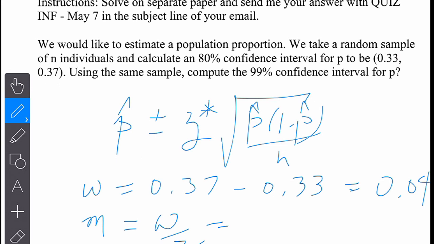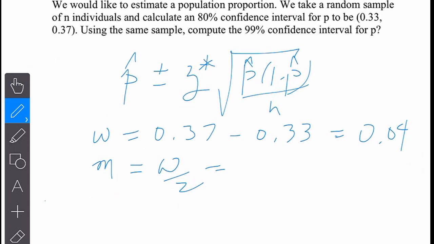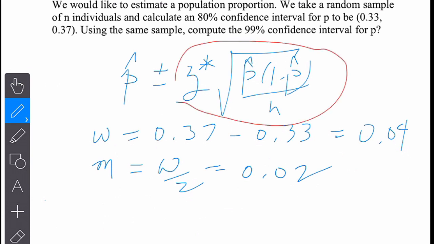So, anybody get this? Anybody do it this way? So this is 0.02. And so that means that this thing, being the margin, must be 0.02 or 2%.